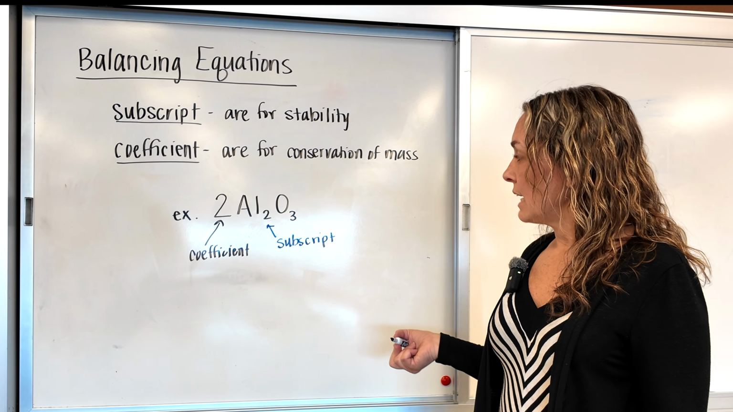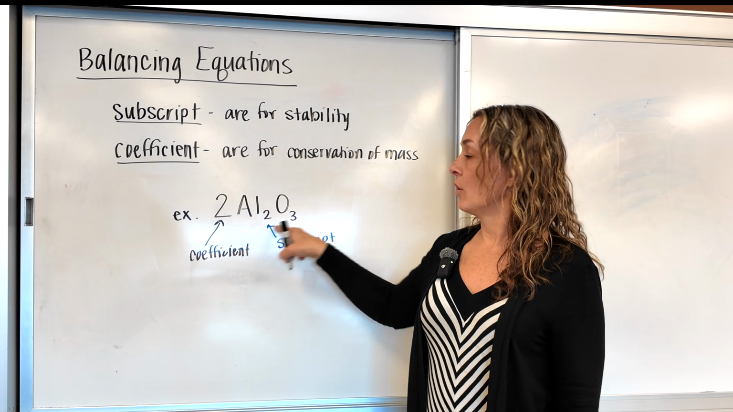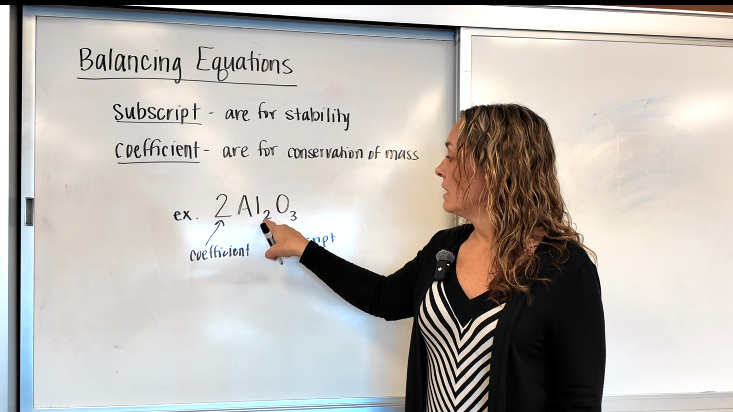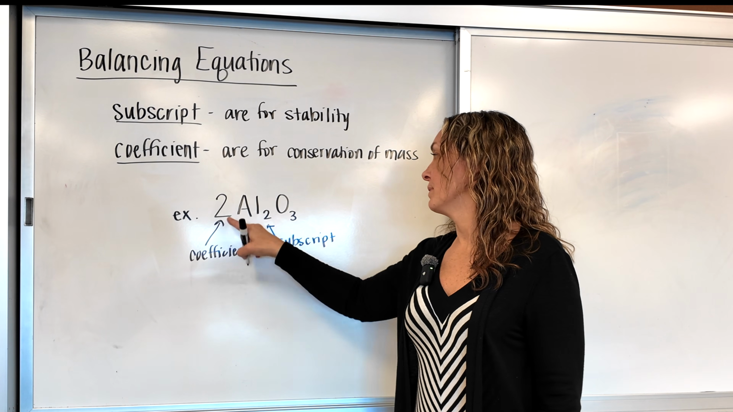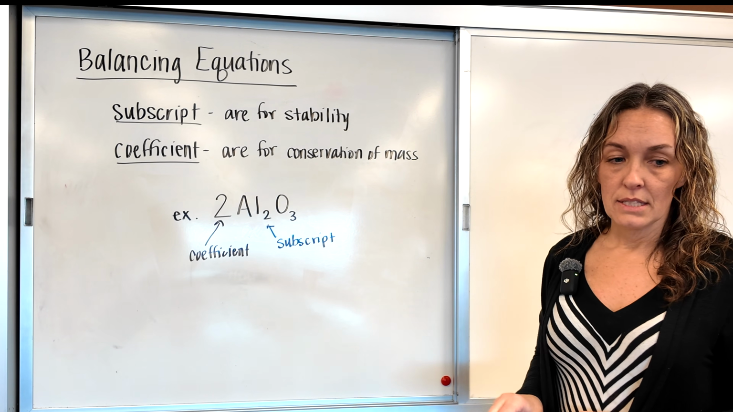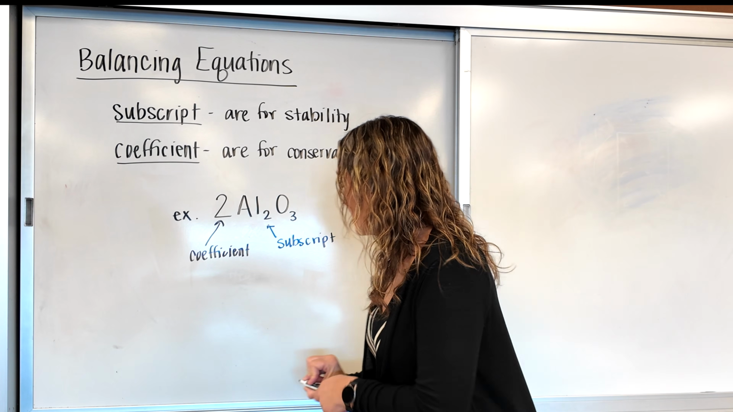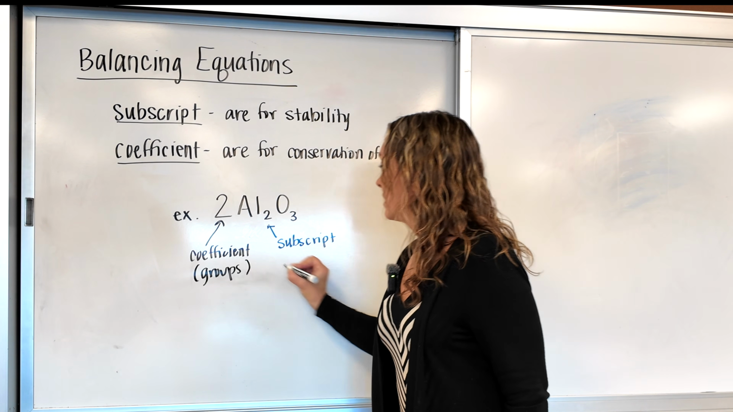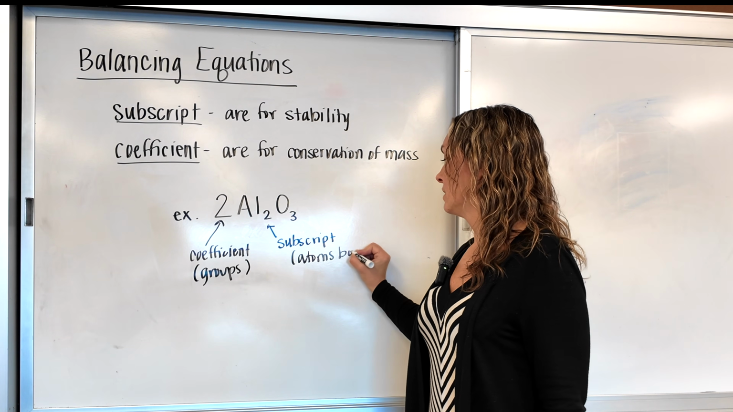If I am counting the atoms, I would need to multiply a coefficient all the way through, whereas a subscript, I would only need to consider how many of each atom are present. So here I would have 4 aluminums and 6 oxygens. In terms of seeing a visual of what this means, if I have 2 groups of aluminum, this is telling me how many groups I have. The subscripts are telling me how many atoms are bonded together.